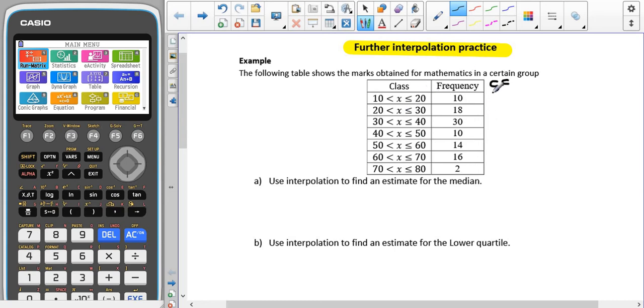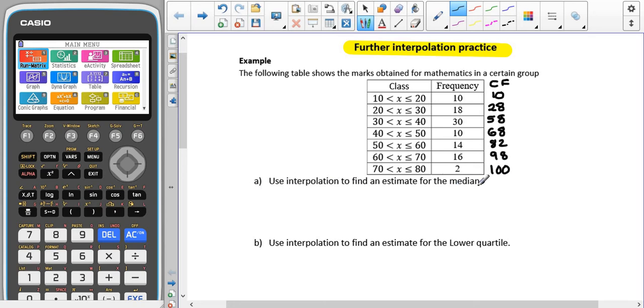So at the end of this interval we have 10. At the end of the first two intervals put together, so from 10 to 30, we would have 28. At the end of the third interval, so from 10 to 40, we would have 58. Then from 10 to 50, that would be 68, just adding on the next value as we did before. 10 to 60, adding on 14, that would be 82. 10 to 70, that would be 98. And then 10 to 80, that would be 100.